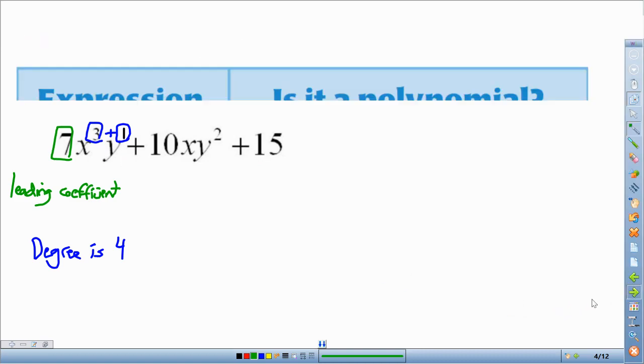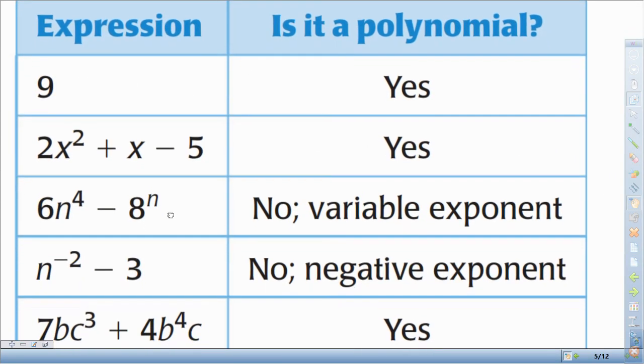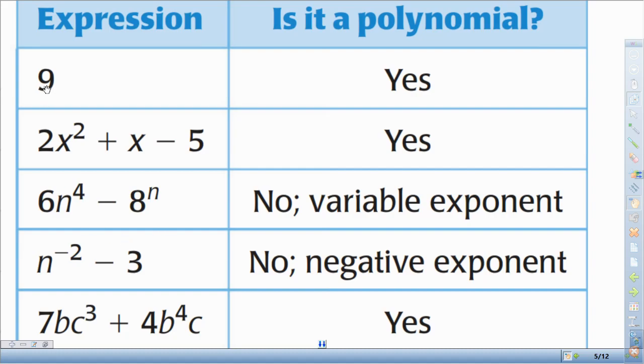All right, so on the next slide, I want to look at some special cases. This is probably worth copying down. These are just some examples, some expressions, and it's asking, is it a polynomial or not? I think this is worth getting. Go ahead and take a minute and get this.